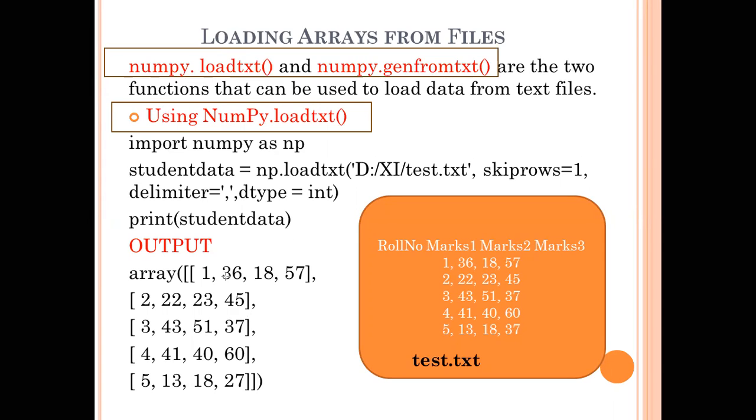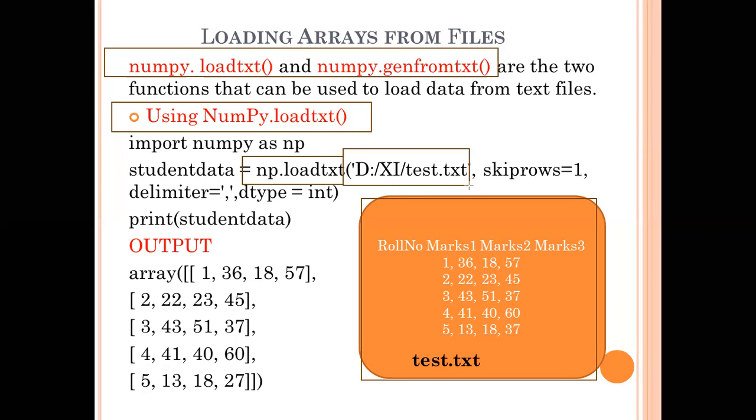This is a text file that is already stored somewhere. Then we write np.loadtxt. This is a function of numpy. The first thing we have to give is the path of the text file where the file is stored. Then the next attribute we are using is skiprows.